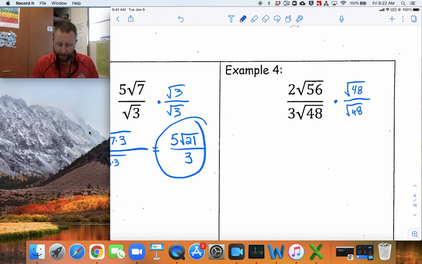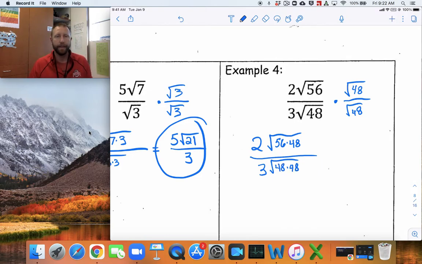When I do that, I get the 2's out in front, so it stays out in front, just like we learned before, right? 2 times radical 56 times 48 on top. And then 3 is out in front, so it stays out in front. Radical 48 times 48. Well, you guys know what's going to happen. 48 times 48, and then that's 48 squared, and then I'm taking the square root of that. Yeah, that's just going to be a 48. It gets to come out of the radical.